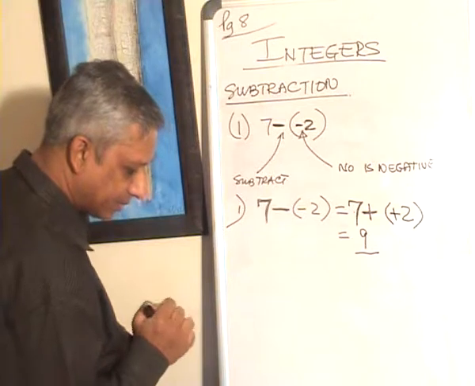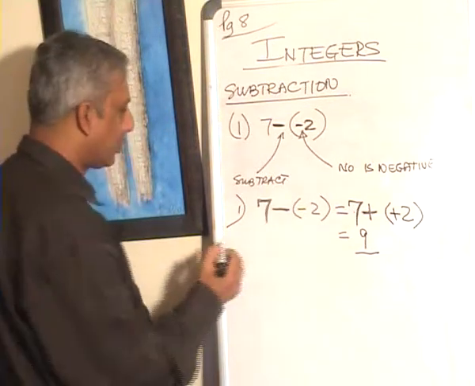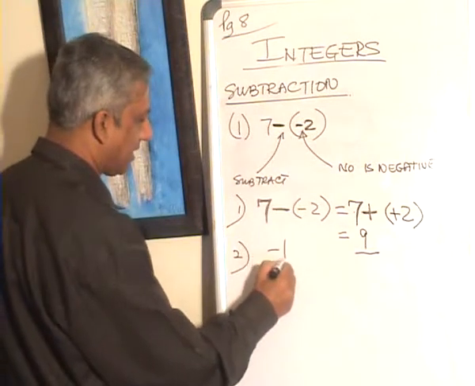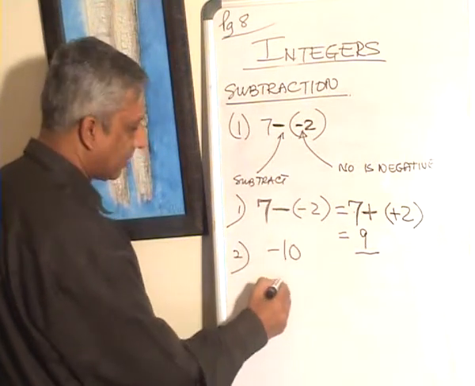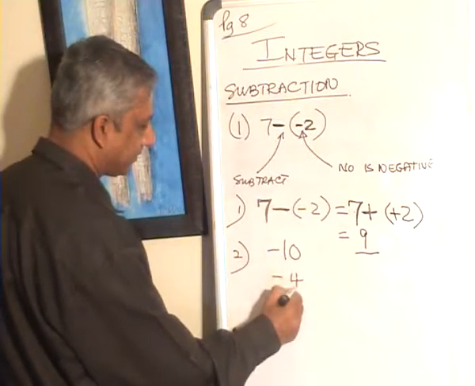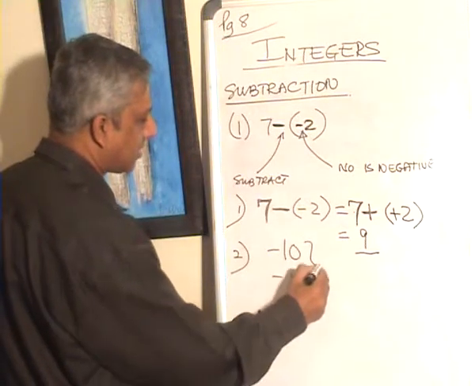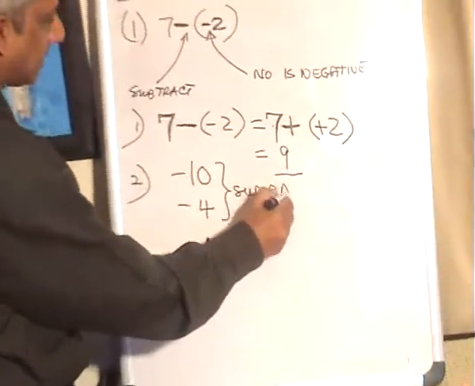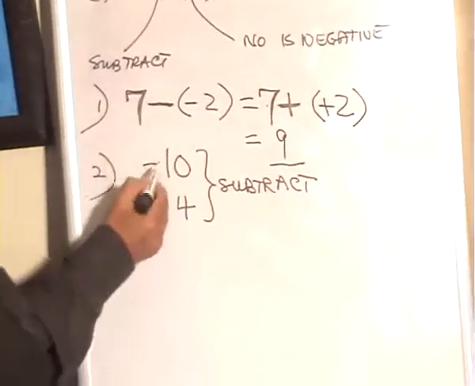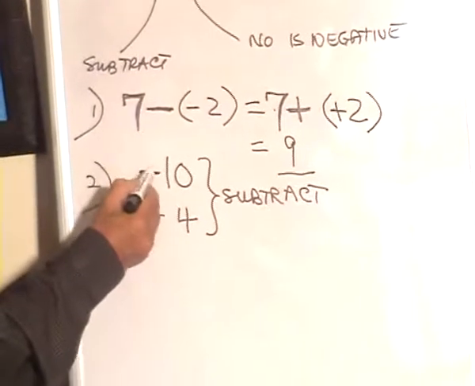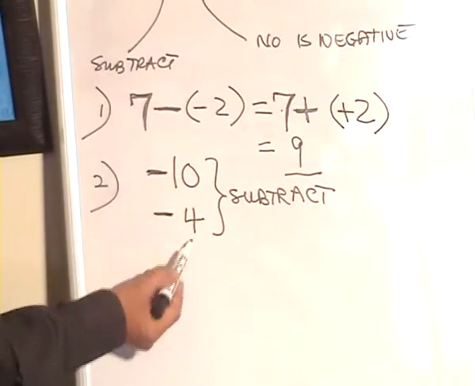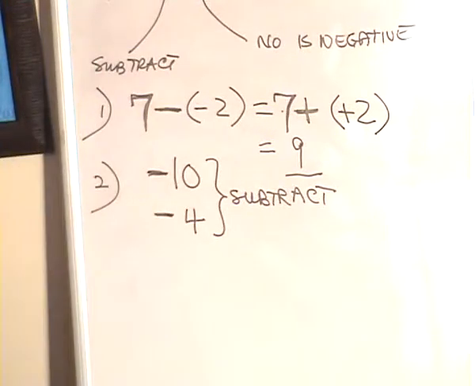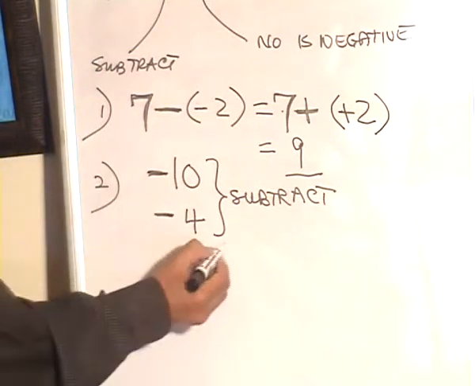Let's do another example. Example 2 in your book is set like this. Minus 10, minus 4, and you are instructed to subtract these numbers. So the number is minus 10, and the number is minus 4. So you're subtracting minus 4 from minus 10. So you've got to follow the steps.